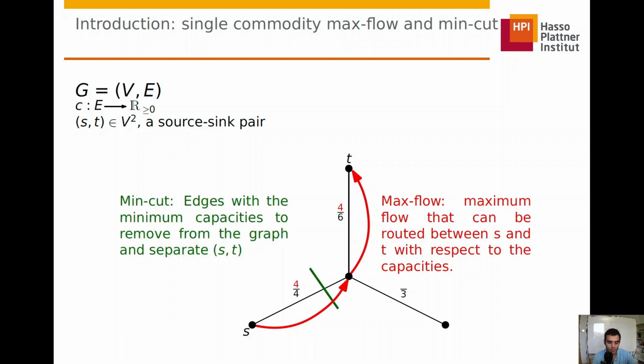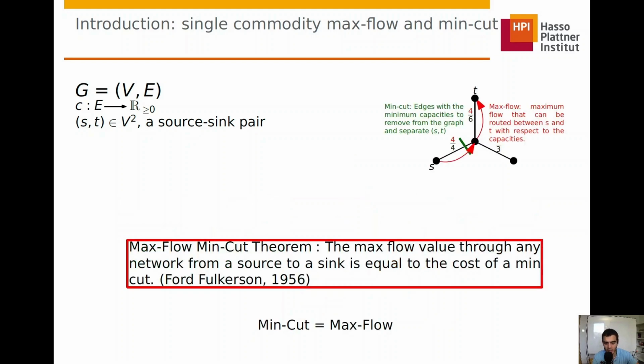Those two problems are dual to one another, and regardless of the network you choose, their values are equal. This was established in 1956 by Ford and Fulkerson, and this was called the Max-Flow Min-Cut Theorem, and it states that the max flow value through any network from a source to a sink is equal to the cost of a min-cut. Both can be found in polynomial time, thanks to the Ford-Fulkerson algorithm, for example.